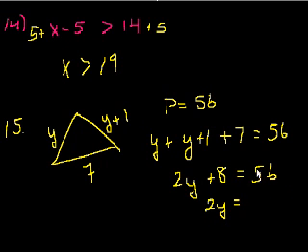So if we subtract 8 from both sides of this equation, on the left-hand side we just get 2y. On the right-hand side, 56 minus 8, that's 48. Divide both sides by 2, and you get y is equal to 24. And that is choice A. Problem 16.